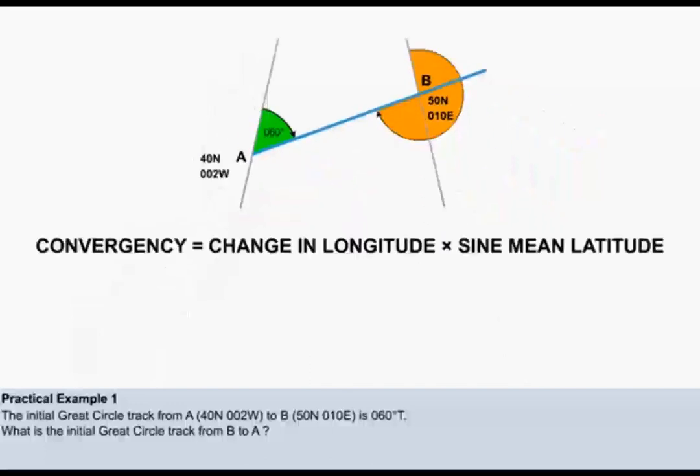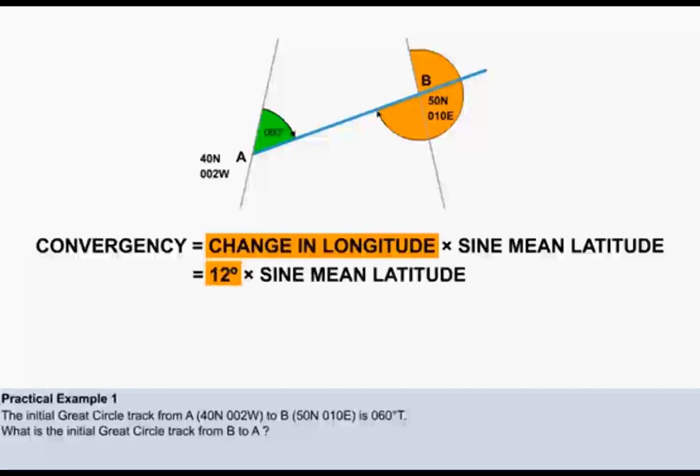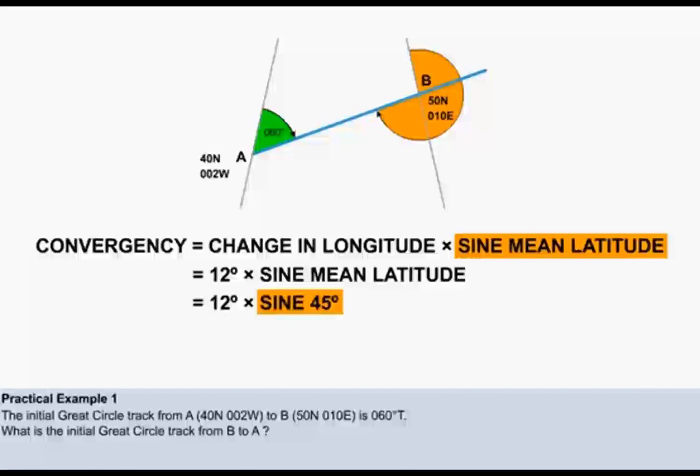Convergency equals change in longitude times the sine of the mean latitude. The change in longitude is from 2 west to 10 east. That's 12 degrees. The mean latitude is 45 north. That's halfway between 40 and 50. The sine of 45 degrees is 0.7071. So the convergency is 8.5 degrees.